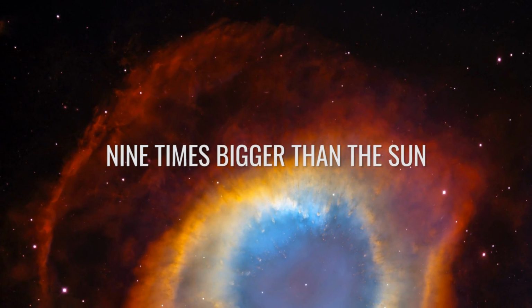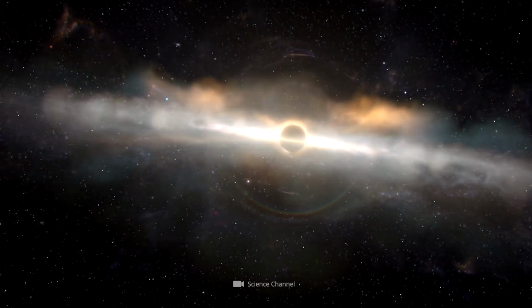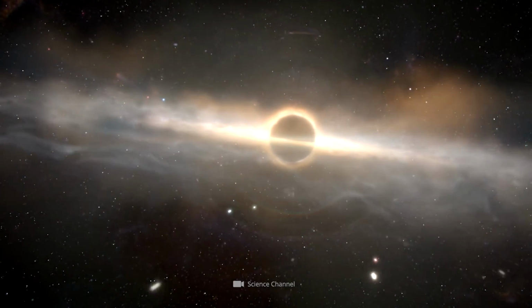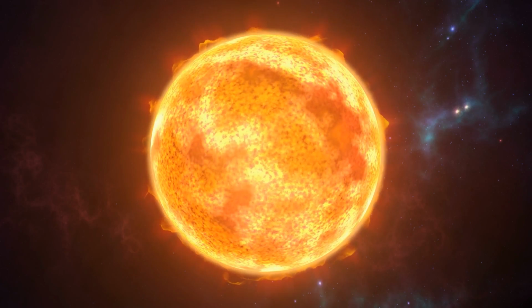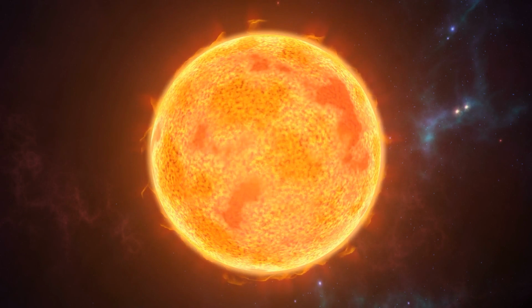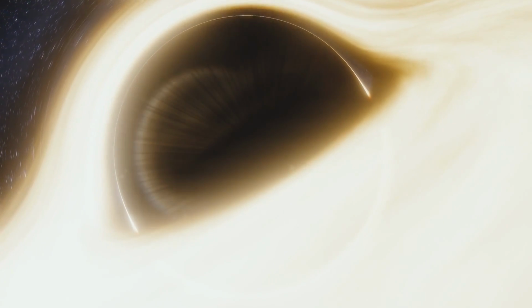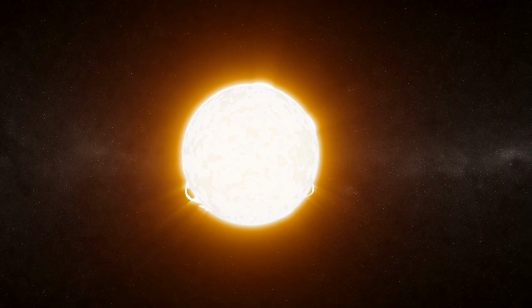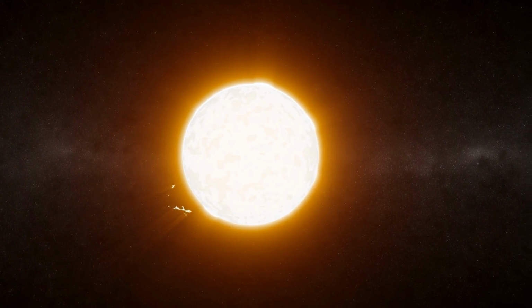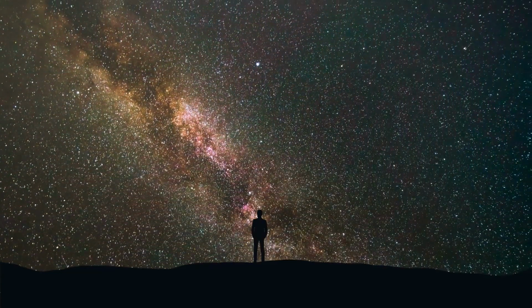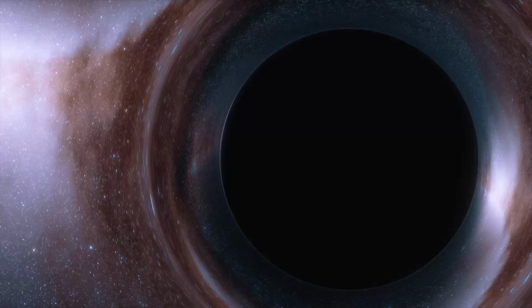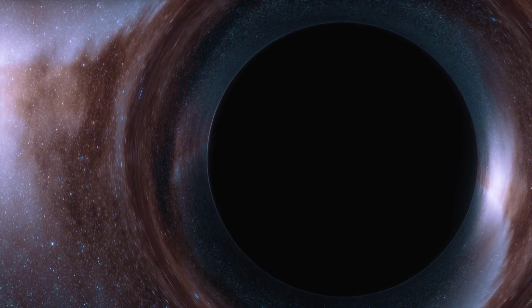Nine times bigger than the Sun. What researchers recently discovered inside a black hole was a very massive star, 25 solar masses, periodically orbiting something they couldn't see. This unknown stellar companion has a mass about nine times that of our Sun. The challenge for scientists was to prove that this cosmic object might be nothing more than a black hole.